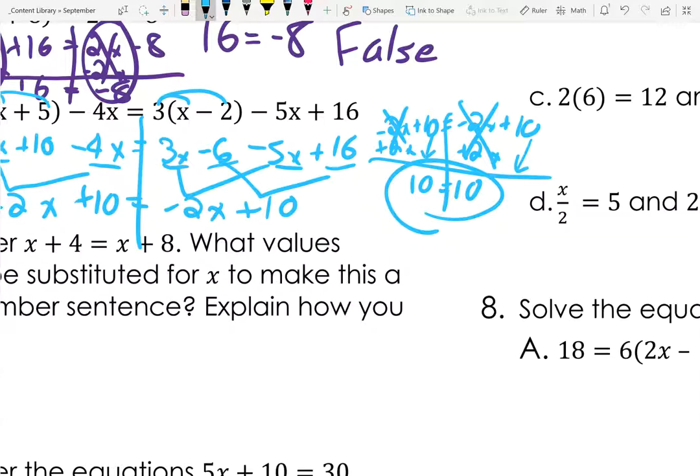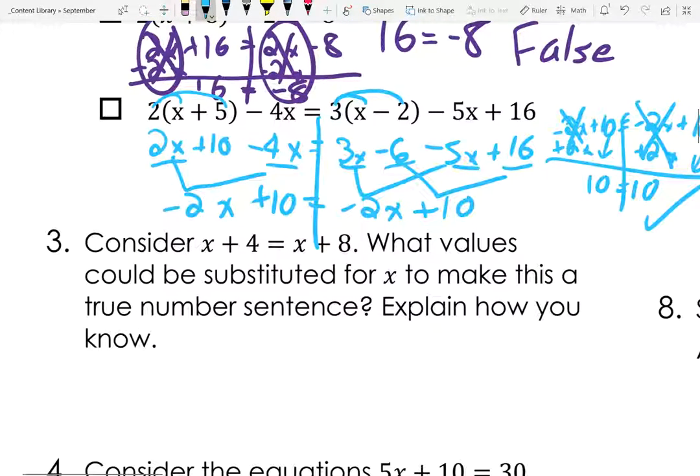The x's are all gone. The x's all canceled out. But the difference between this one and the last one is that this one is true. 10 does equal 10 and will always equal 10. So that statement is true.